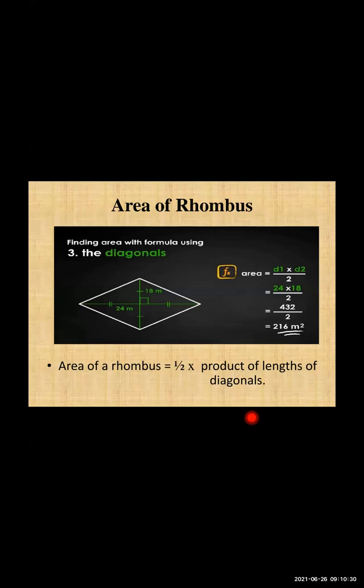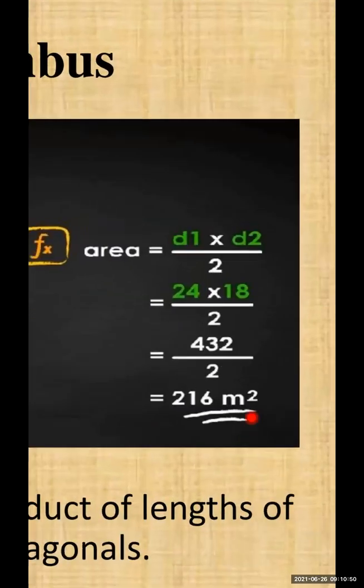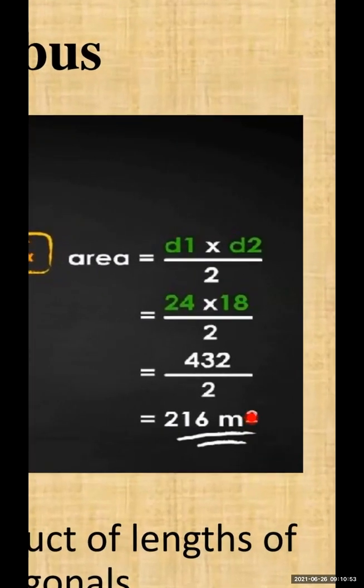First we will see the formula, and it is half into the product of the lengths of diagonals. ठीक है, half into product means what? Multiplication. Product of the length of diagonals. Whatever the diagonals are, we have to write down that product. So see here, the formula can be written like this also. Area is equal to d1 into d2 divided by 2. d1 means diagonal 1, d2 means diagonal 2, and half is multiplied means it will come at the denominator, divided by 2.